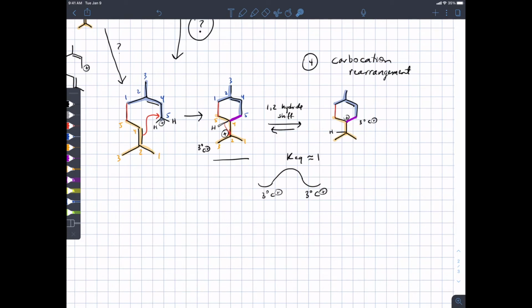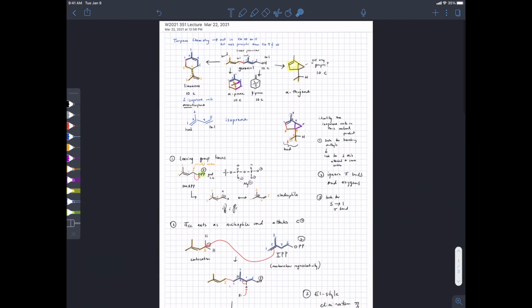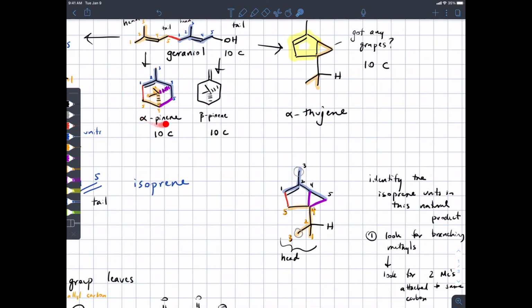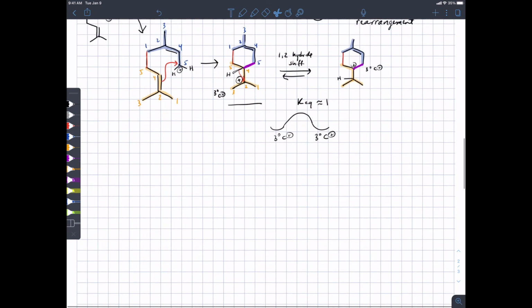How do you know which one you should form? Well, it depends on what product you're trying to get. How do you know what product you're trying to get? Well, I would show you that. So in a mechanism question based on this stuff, I might ask you, for example, where does alpha thujene come from? Or where does alpha pinene come from? In fact, let's actually do that. Let's look at the structure of thujene and let's see if you can tell which of these two carbocations would be a useful precursor to thujene.